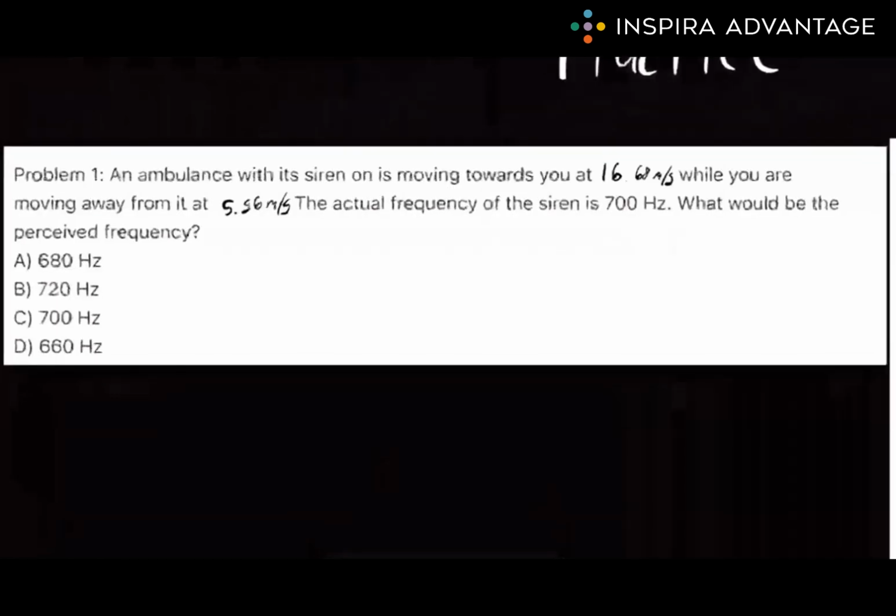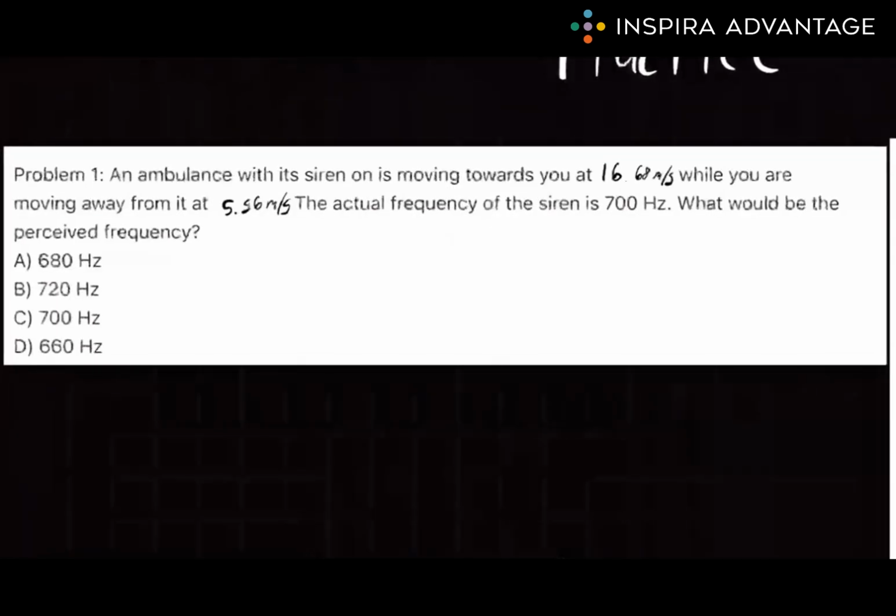We have an ambulance with its siren on and it's moving towards you at 16.68 meters per second, while you are moving away from it at 5.56 meters per second. The actual frequency of the siren is 700 hertz. What would be the perceived frequency? Give this video a pause and try to solve this on your own.